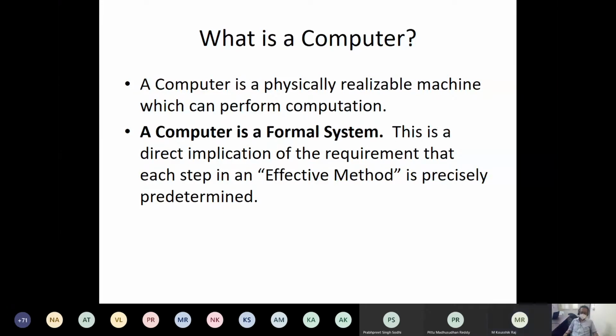Okay, a computer is a formal system. This is a direct implication of the requirement that each step in the effective method is precisely predetermined. Well, this is a formal system vis-a-vis what?